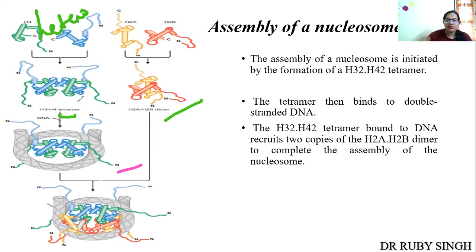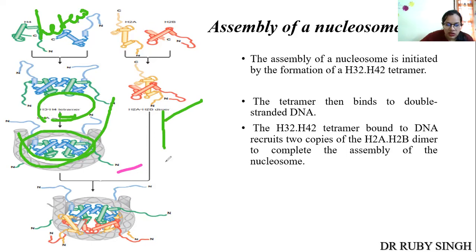So first what comes around is the H3H4 tetramer and then the DNA wrapping. You can see over here the DNA wrapping starts. Okay, now once this starts, this is going to help in bringing in the H2A, H2B dimer. So now the dimer will come and later another dimer will come. Okay, so another dimer will come.